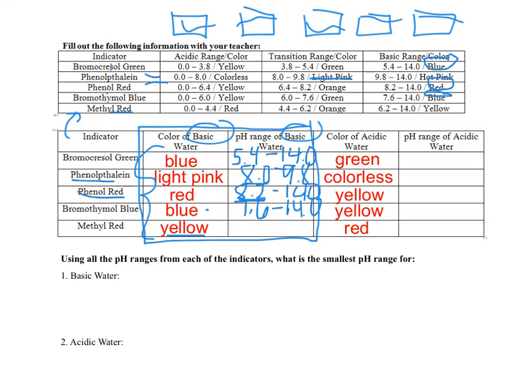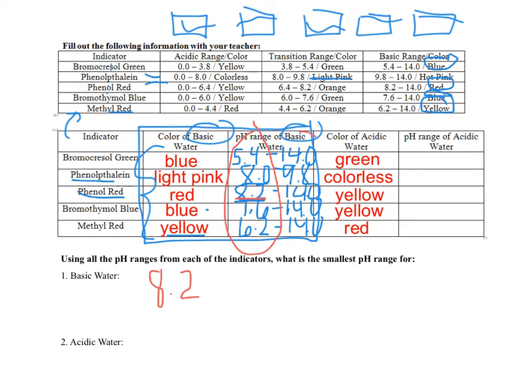So when does methyl red turn yellow? When it's between 6.2 and 14. Okay, so we have our results, and now we have to build the range. So it says on the low end, pick the highest number. So our highest number is 8.2 because that's the minimum for phenol red to turn red.